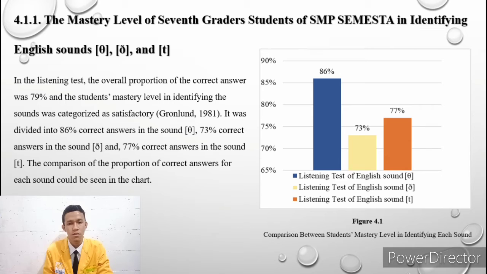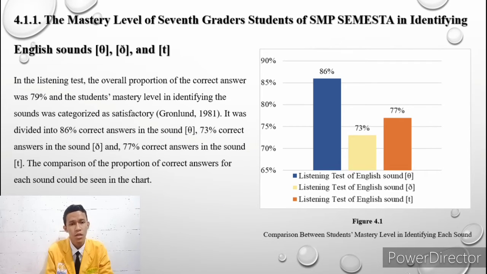It was divided into 86% correct answers in the sound th, 73% correct answers in the sound th, and 77% correct answers in the sound th. The comparison of the proportion of correct answers for each sound can be seen in the chart.